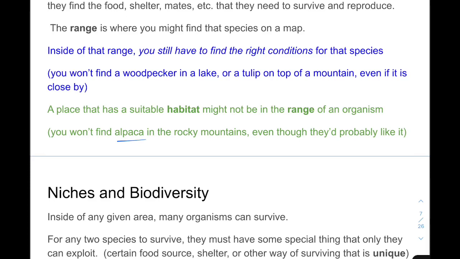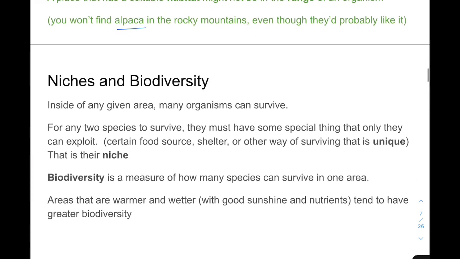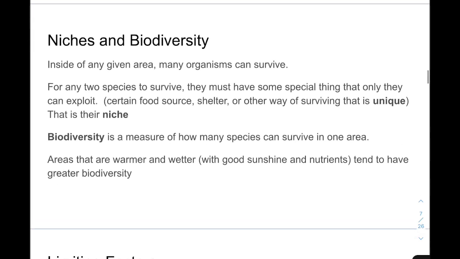Because we're not in the range of the alpaca, then if we look around Alberta for places where alpaca might survive, we're not going to find them, even though they could. So both of those criteria have to be met. We have to be inside the proper range, and inside of that range, we have to find the right conditions. And for those of you who are going to be thinking about alpaca farming in Alberta, just put that aside. Farms are not fitting into this discussion really well.